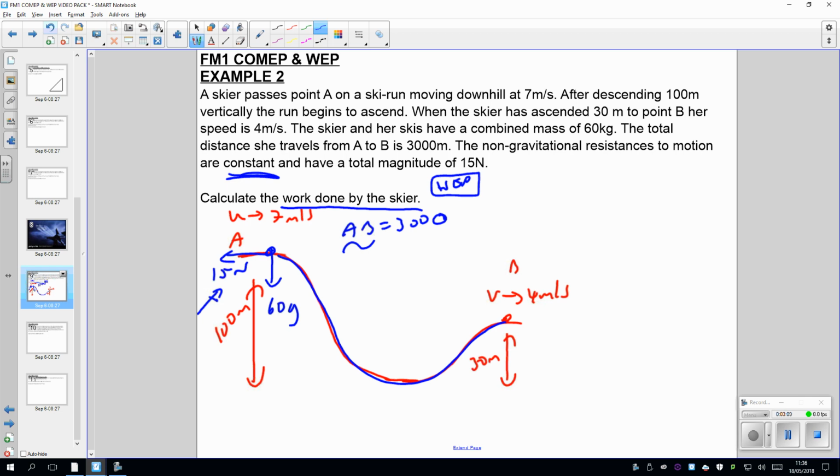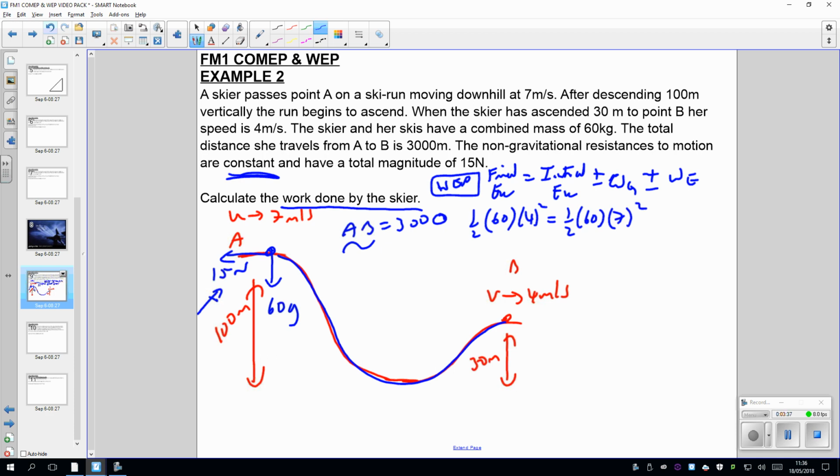So I quote my formula: final EK equals initial EK, plus or minus work done against gravity, plus or minus work done against external forces. Boom. Okay, let's go for it. So final EK, what's that? That's half mass, mass is 60, and the velocity is 4, so that's squared. Initial EK, half mass, 60, u is 7 squared. Plus or minus work done against gravity.